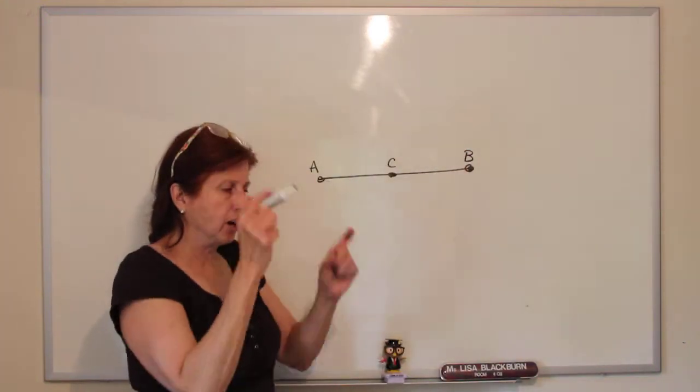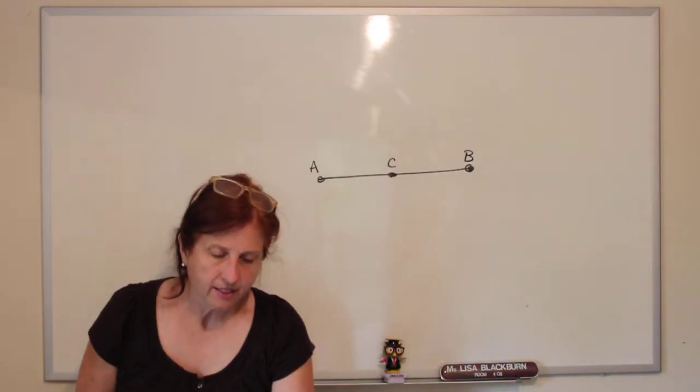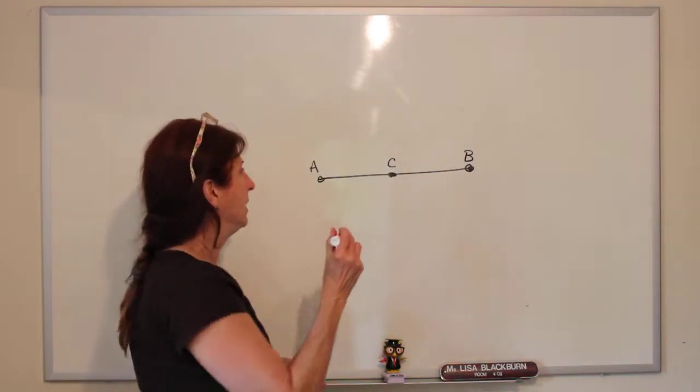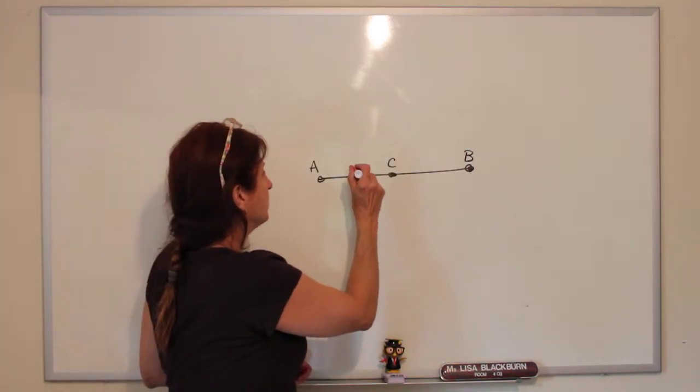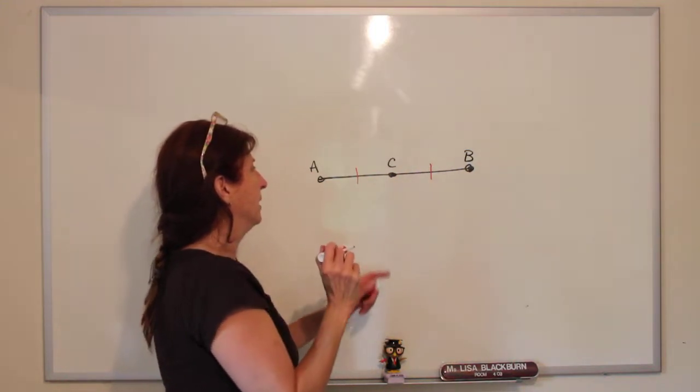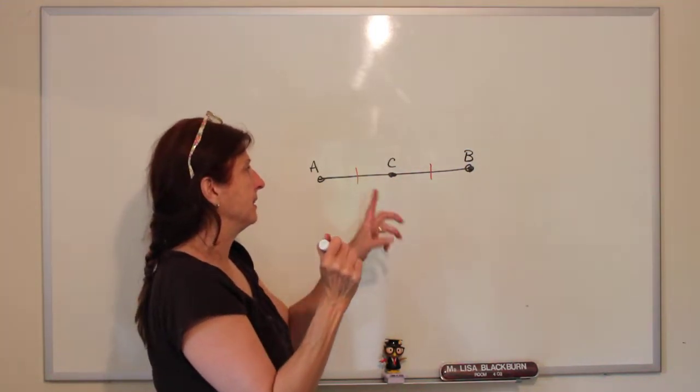How we show in geometry that the lengths of lines are the same is we draw the same red line through them. So this red line means that these two are the same.